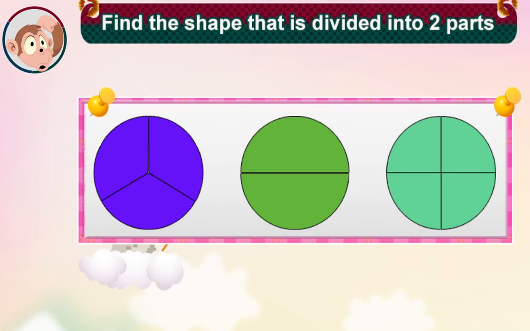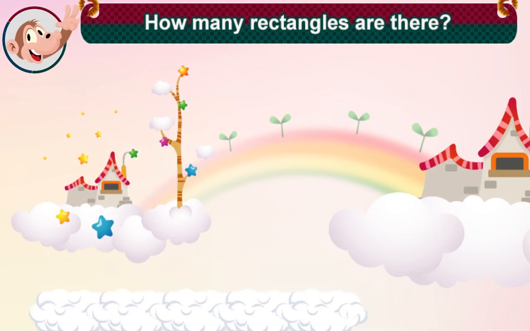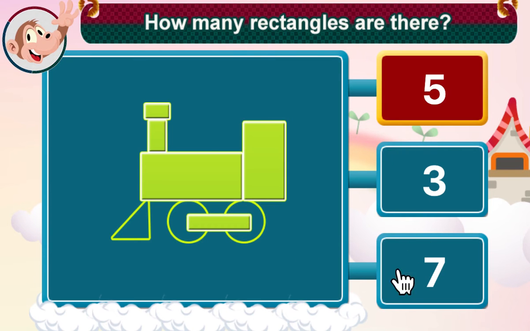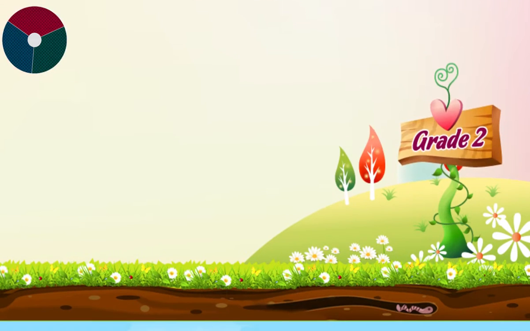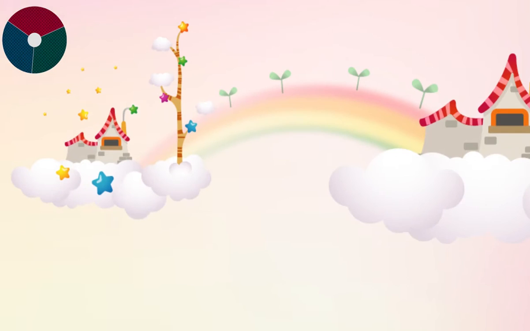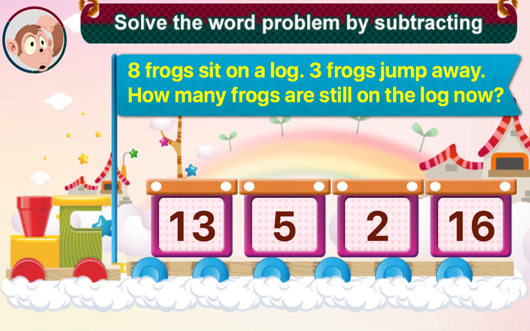Find the shape that is divided into two parts. How many rectangles are there? 5. Find the missing number. 24. Solve the word problem by subtracting. 5.